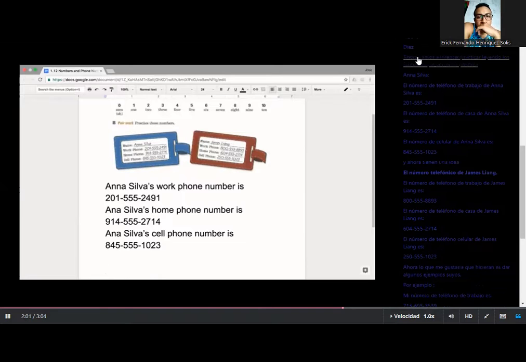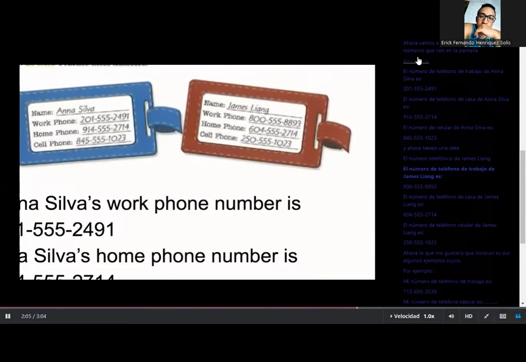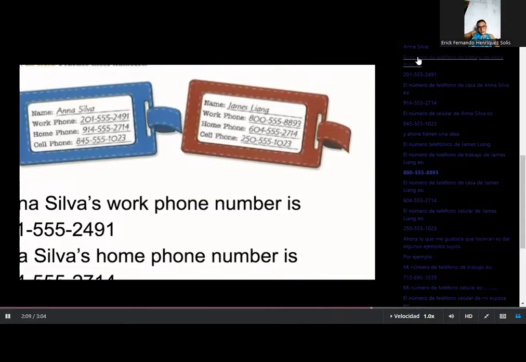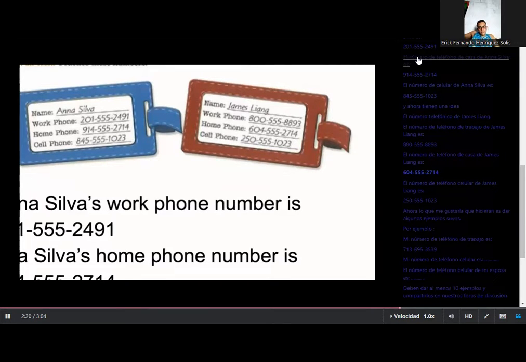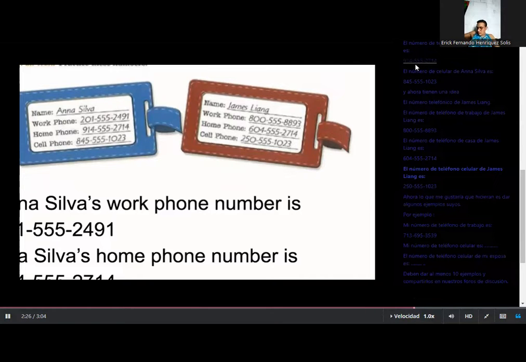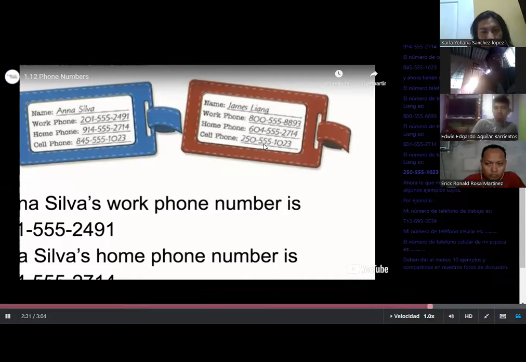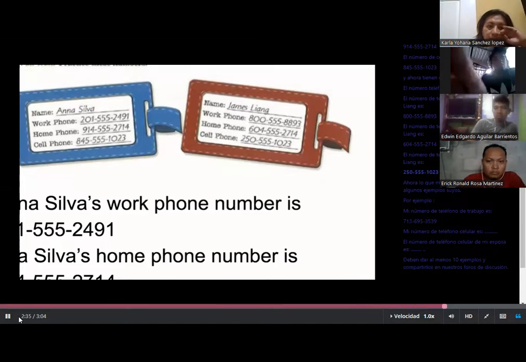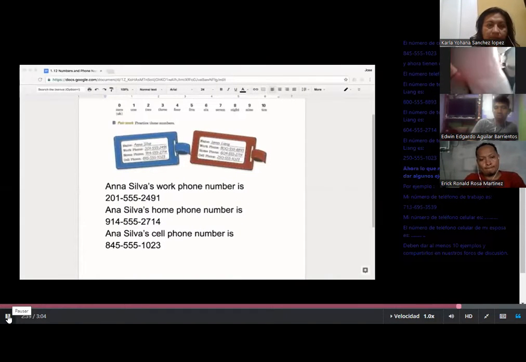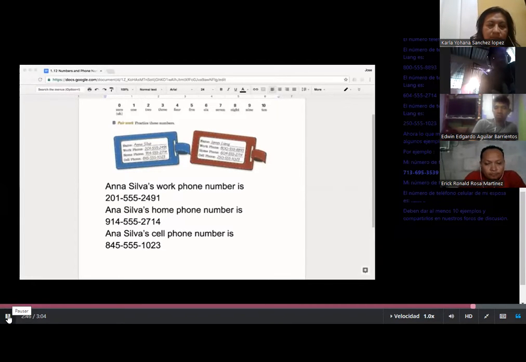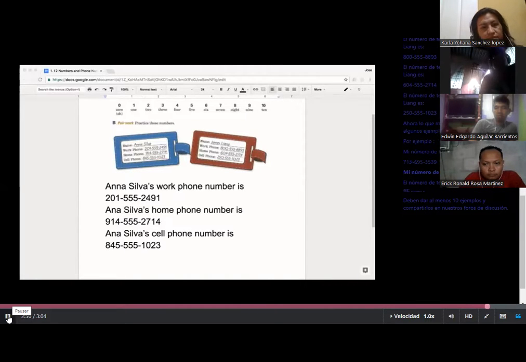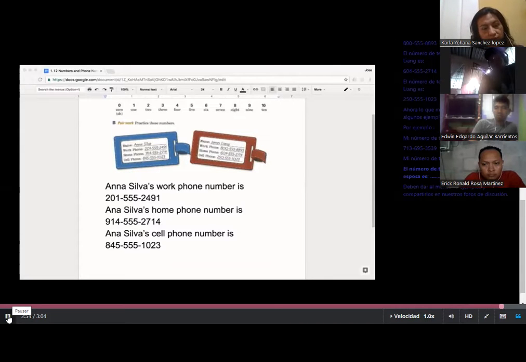And you get the idea. James Lang's work phone number is 800-555-8893. James Lang's home phone number is 604-555-2714. James Lang's cell phone number is 250-555-1023. Now, what I would like for you to do is to give some examples of your own. For example, my work phone number is 713-695-3539. My cell phone number is, my wife's cell phone number is.